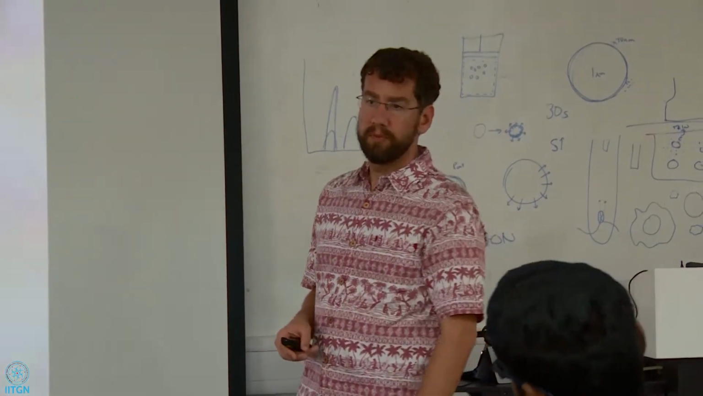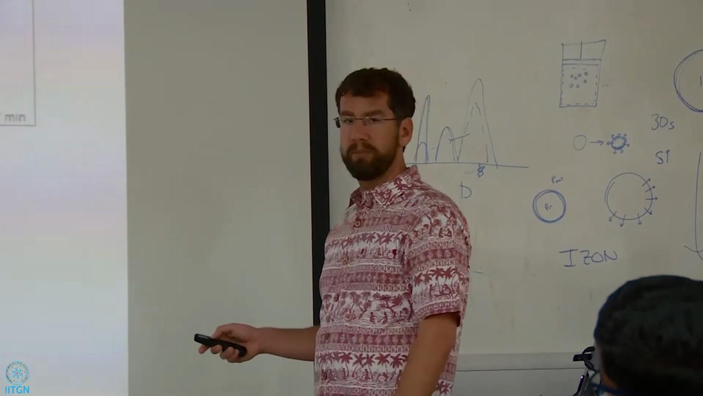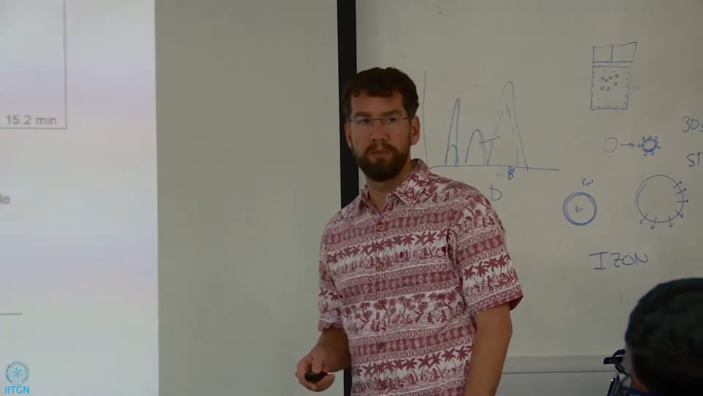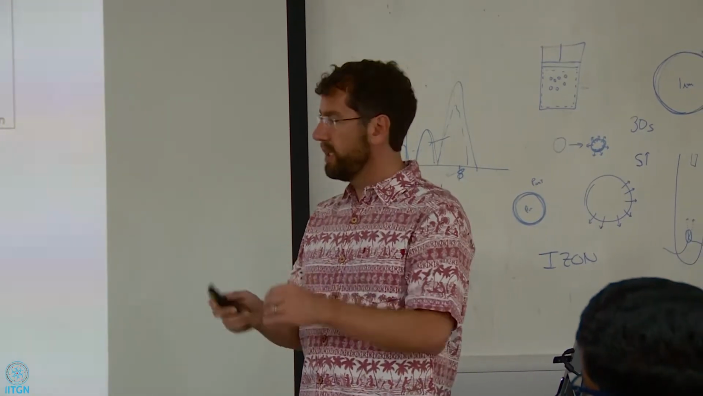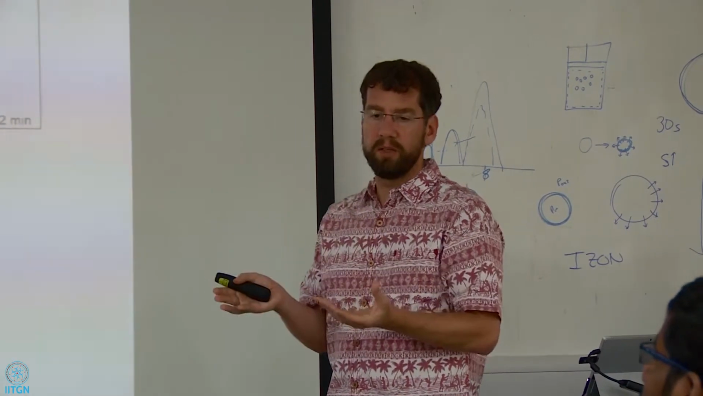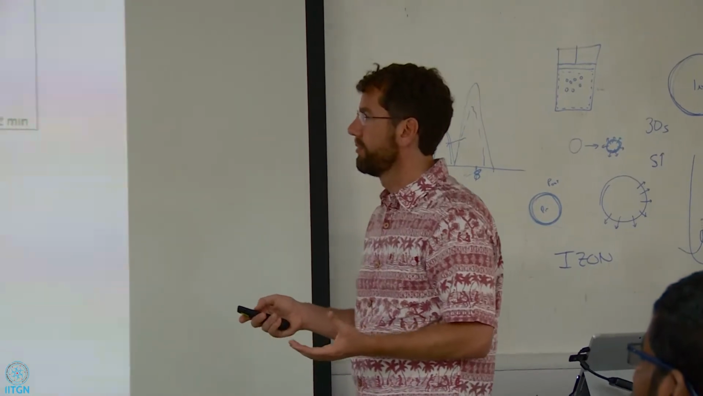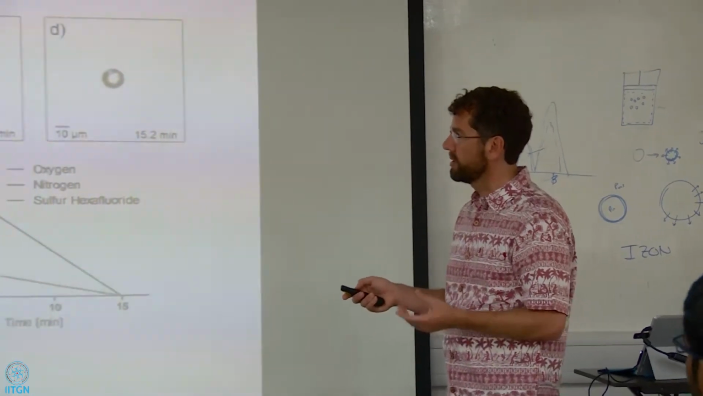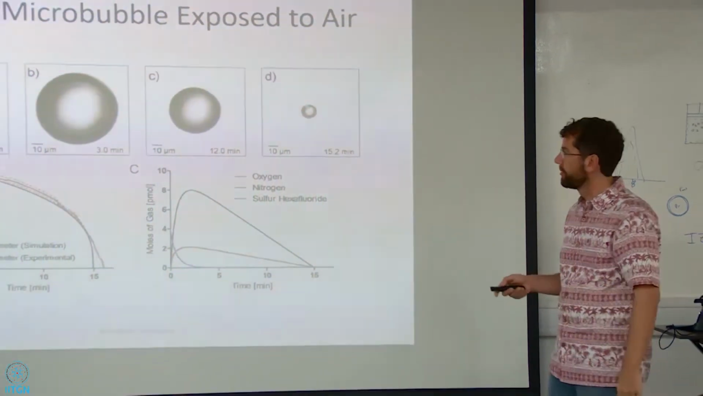And we didn't use venous blood, we use air. So it has nitrogen at 79% and oxygen at 21%. Initially the bubble is stable, surrounded by sulfur hexafluoride saturated medium. Sulfur hexafluoride is dissolving in and out of the bubble at equilibrium, so it's stable.